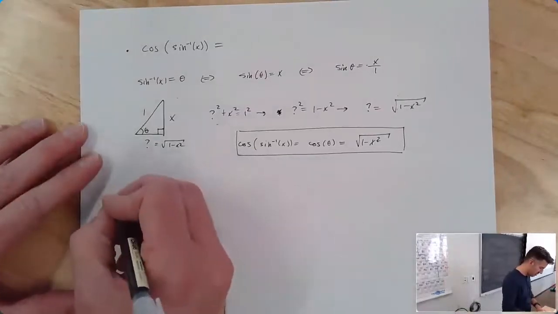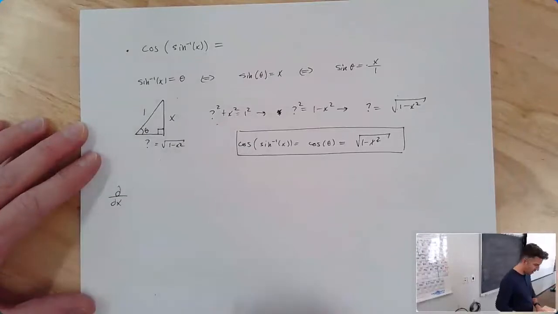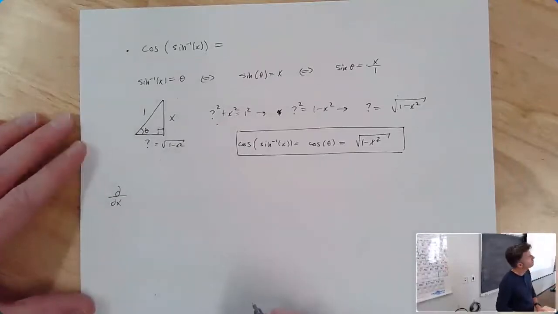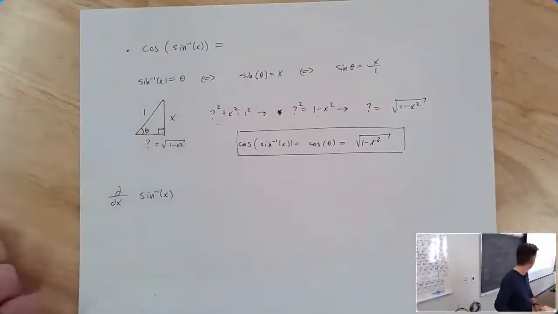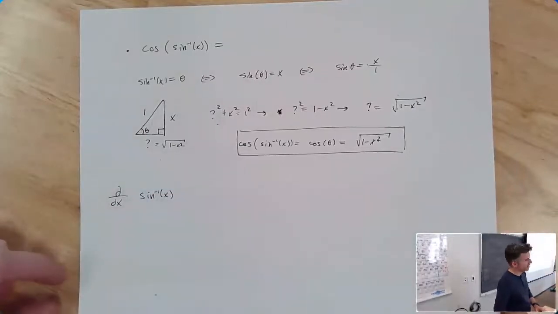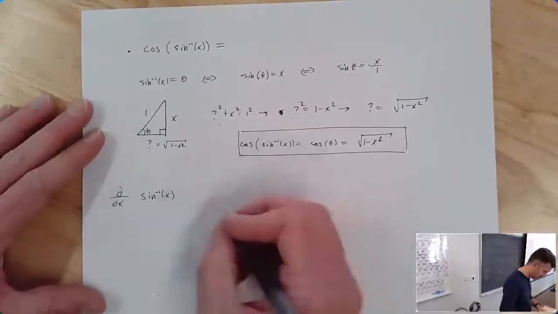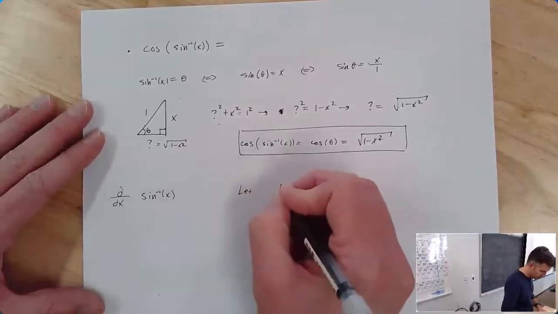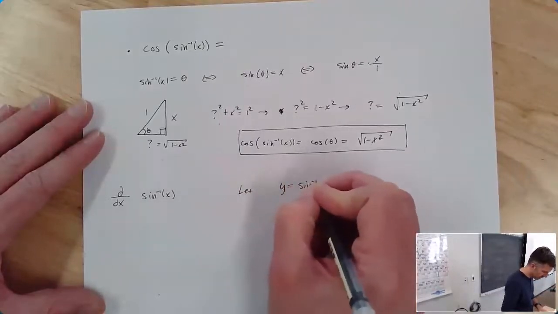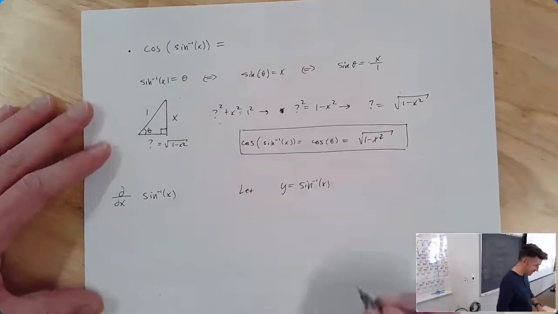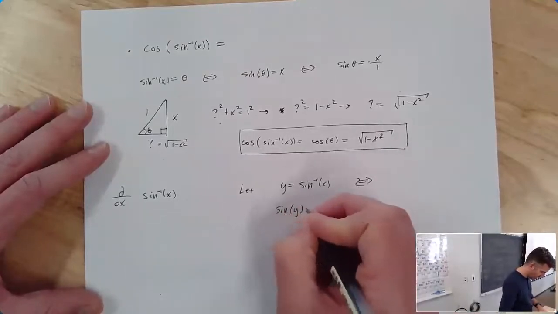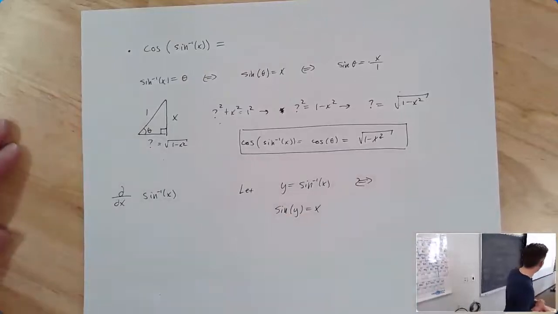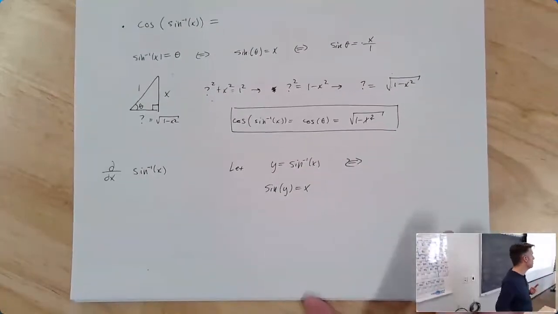So if I want to find the derivative of, sure, inverse sine of x. There's a few ways of doing this, but I'm going to show you the normal way, which we've already done before. So we're going to let y equal the inverse sine of x. We rewrite this as sine of y equals x. And then we differentiate both sides implicitly.